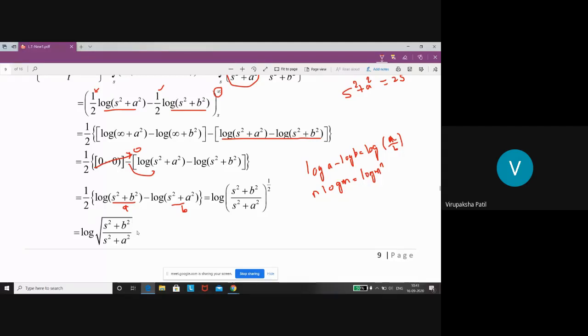Further, if you want, you can take s square common in the numerator and s square common in the denominator, and cancel them. You can write this answer as log of root of 1 plus b square by s square, divided by 1 plus a square by s square. Instead of that, if you write only this much, that is also the right answer. Okay, is that clear? Yes, sir. Okay, hope that is clear.